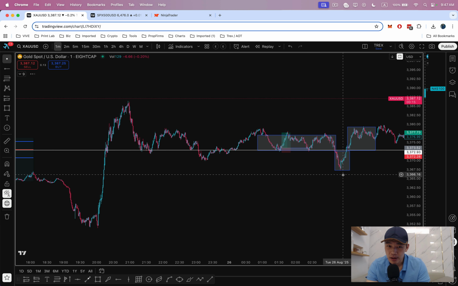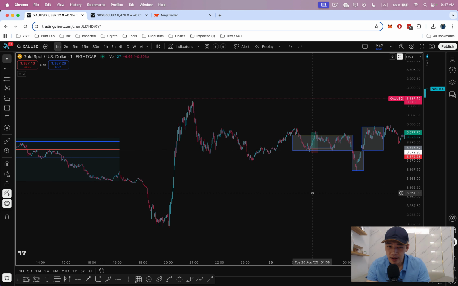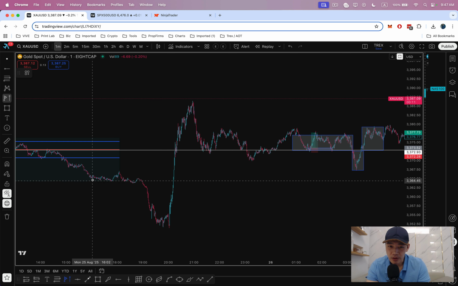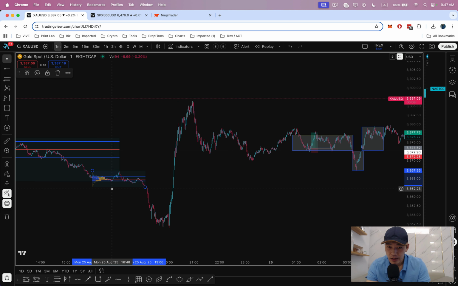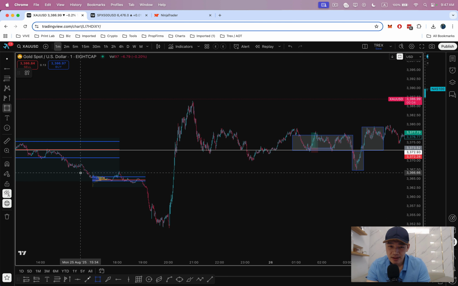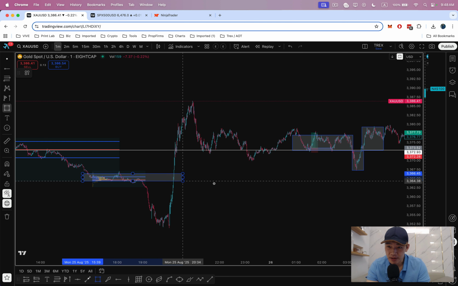Even though I want a lower draw of liquidity, but if you actually draw your areas here, you can see we had resistance turn support, and then we have POC here.